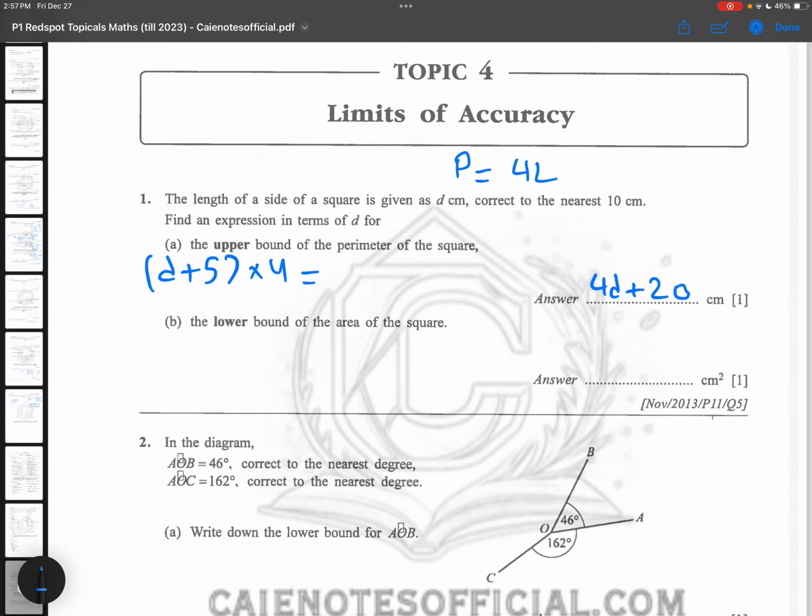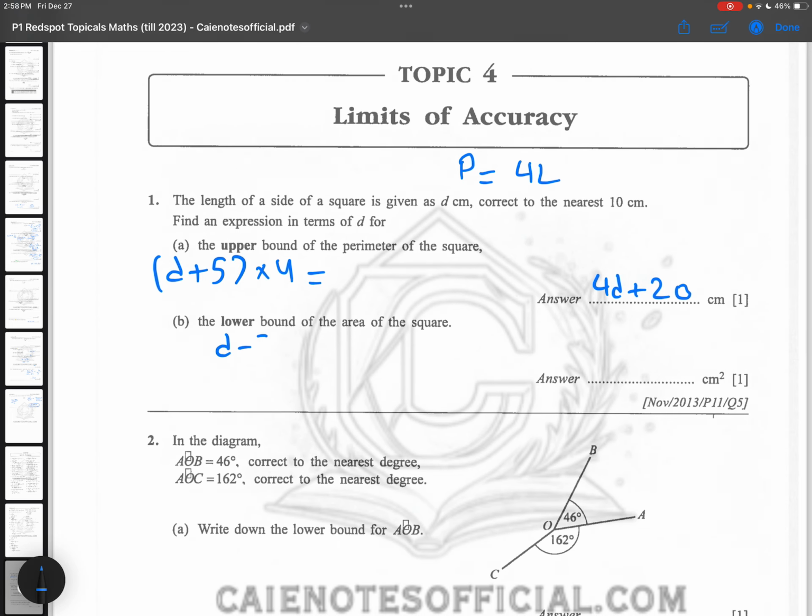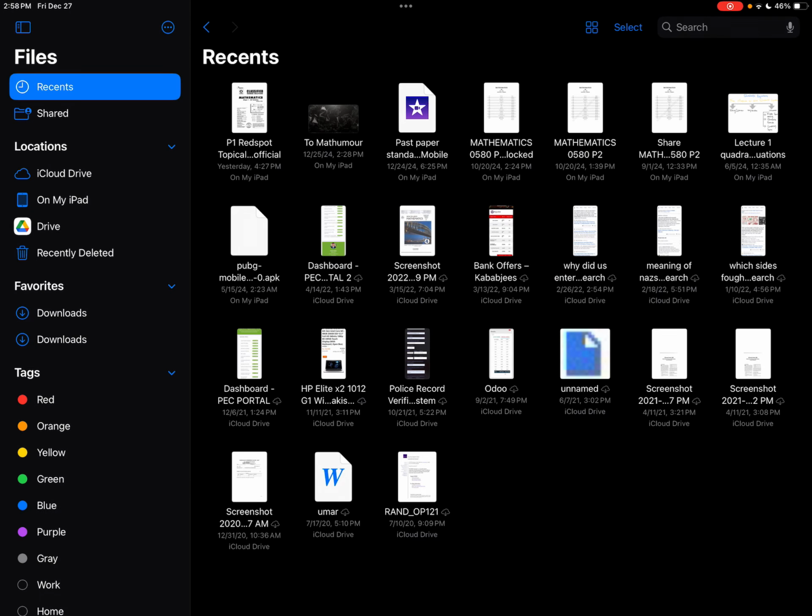Now we need to calculate the lower bound of the area of the square. So first I need to find the lower bound of the length, and the lower bound of the length will be d minus 5. In order to calculate the area, the formula for the area of a square is A equal to L square. So I will take the square of d minus 5 whole square, and then we'll expand this bracket.